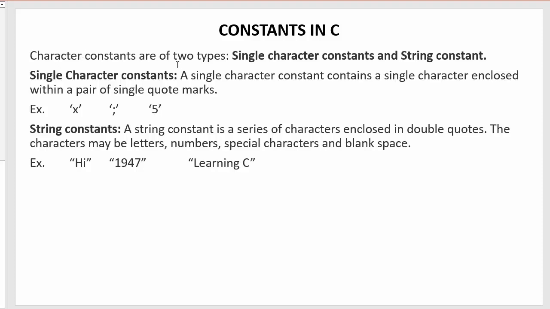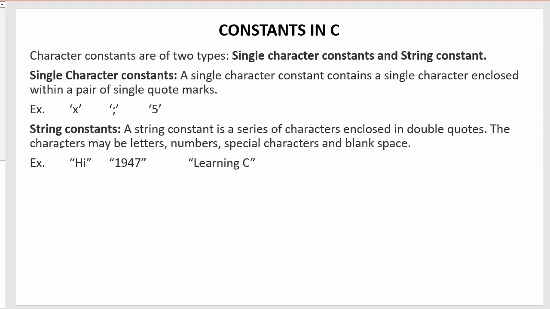Character constants, as we have seen, are also divided into two subsections: single character constants and string constants. A single character constant contains a single character enclosed within a pair of single quote marks. Whenever you use single character constants in your program, you will use only one letter enclosed in single quotes. You can make any alphabetical character a single character constant, or a semicolon, or any number as well, in the form of a character constant.